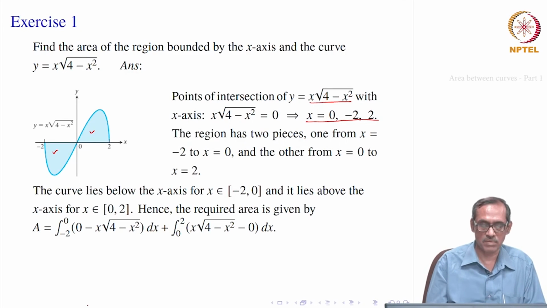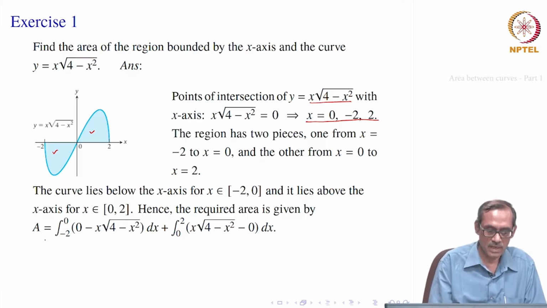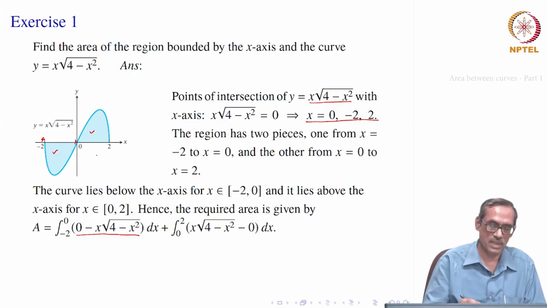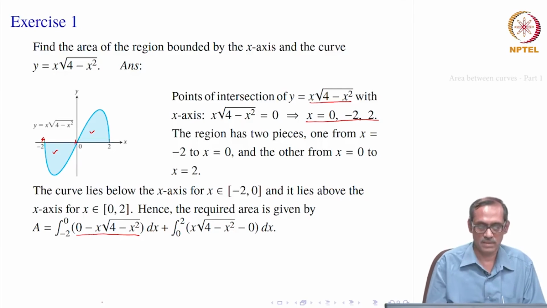So, each of these pieces have to be computed, their areas computed and then added together, fine. So, the required area will be A equal to the integral from minus 2 to 0, that is the intersection point, where the top is y equal to 0, and the bottom is that curve. So, it is 0 minus x into square root of 4 minus x square dx. Of course, if you go back to the definition, it will be simply modulus of x square root of 4 minus x square, and since x remains negative, it will become minus. That way also it is giving the same expression.